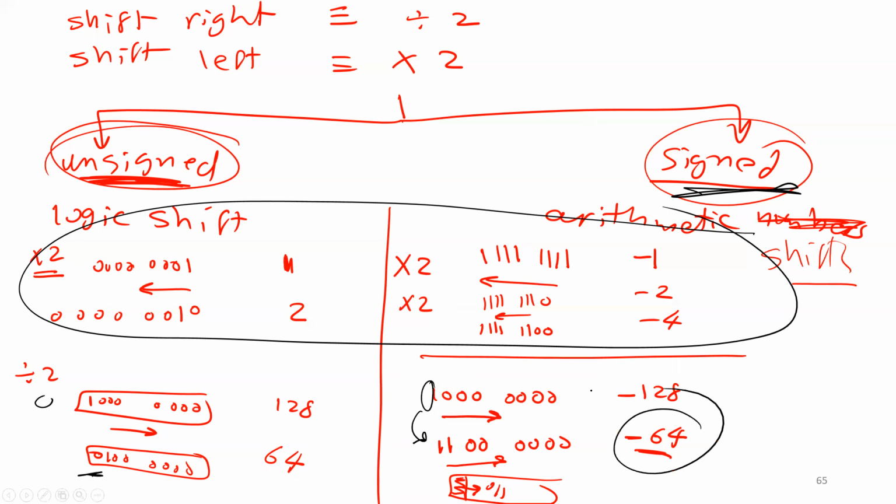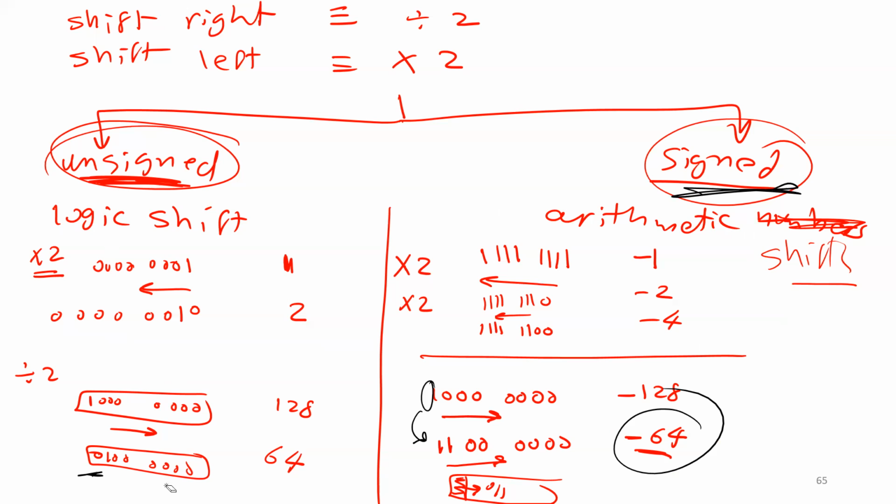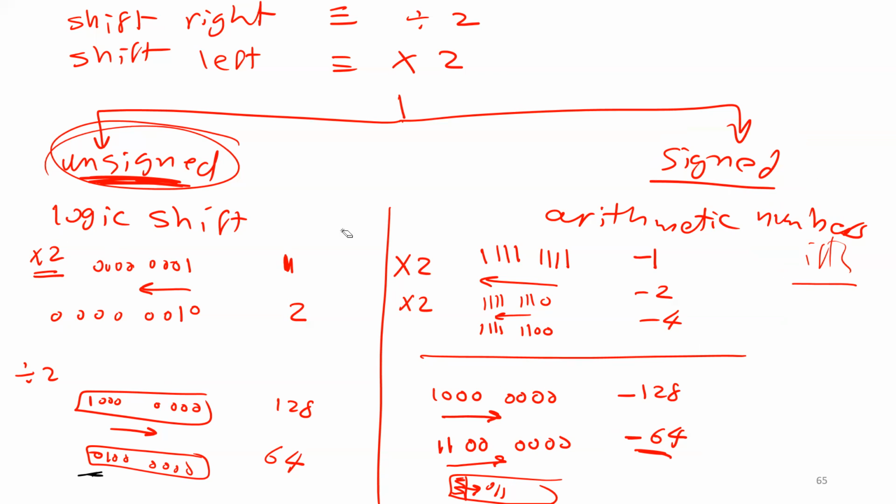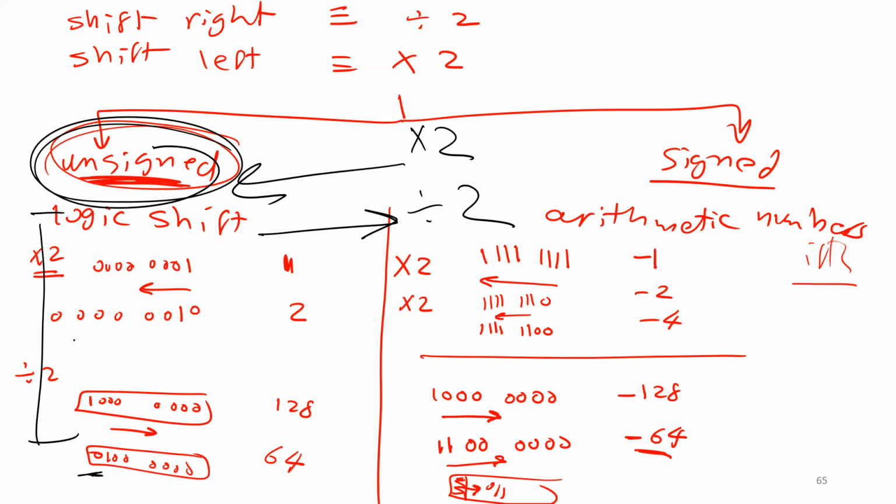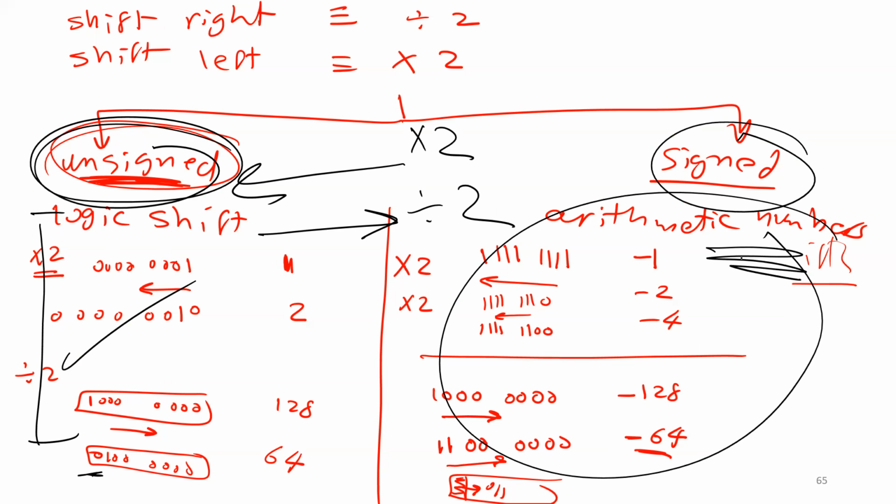Let me tell you the conclusion. The conclusion is, guys, shift instructions can be used to multiply by 2 or divide by 2. Shift left is always multiply by 2, shift right is divide by 2. However, if your numbers are unsigned, you can use the logic shifts. If your numbers are signed, in this case you have to use arithmetic shifts. So arithmetic shifts are used in case of signed numbers.